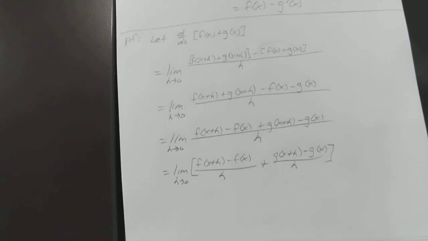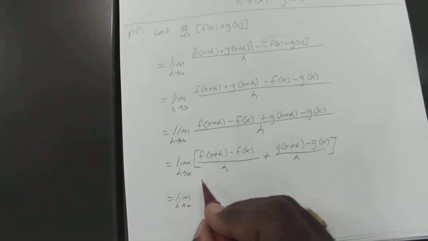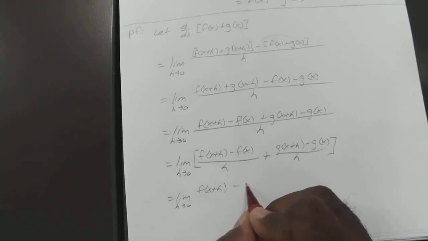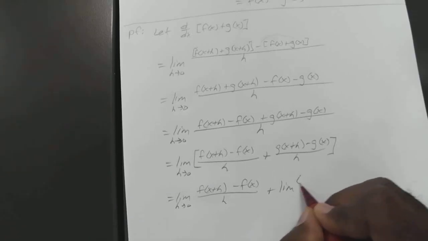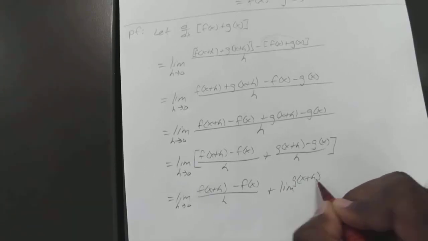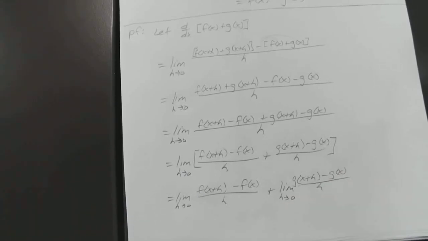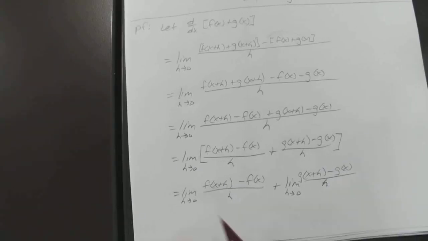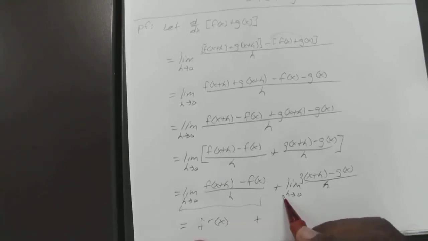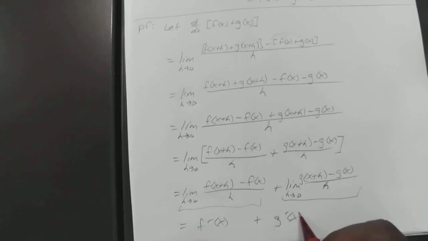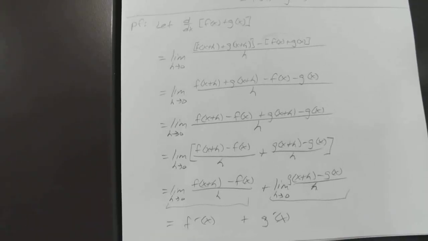Okay, so just like before from the limit properties, we just apply the limit to both of those. The limit as h approaches 0 of f of x plus h minus f of x all over h, plus the limit as h approaches 0 of g of x plus h minus g of x all over h. This is our f prime of x plus our g prime of x. We'll bring that up a little bit.